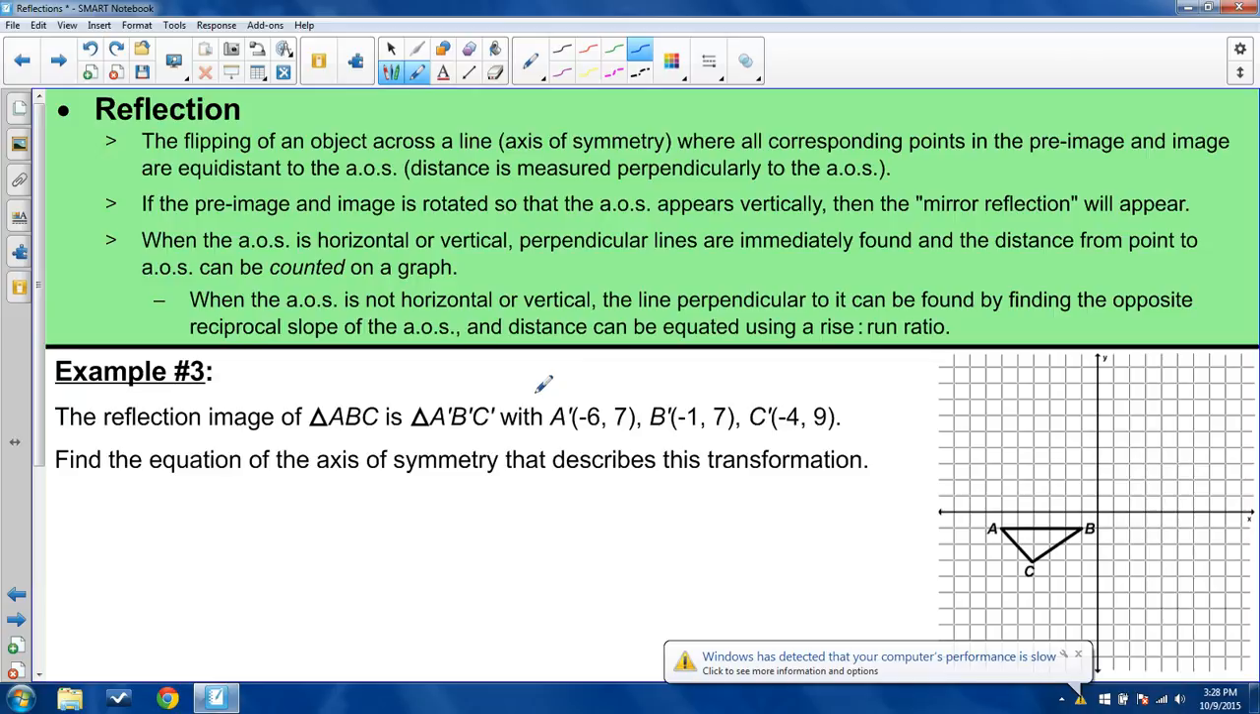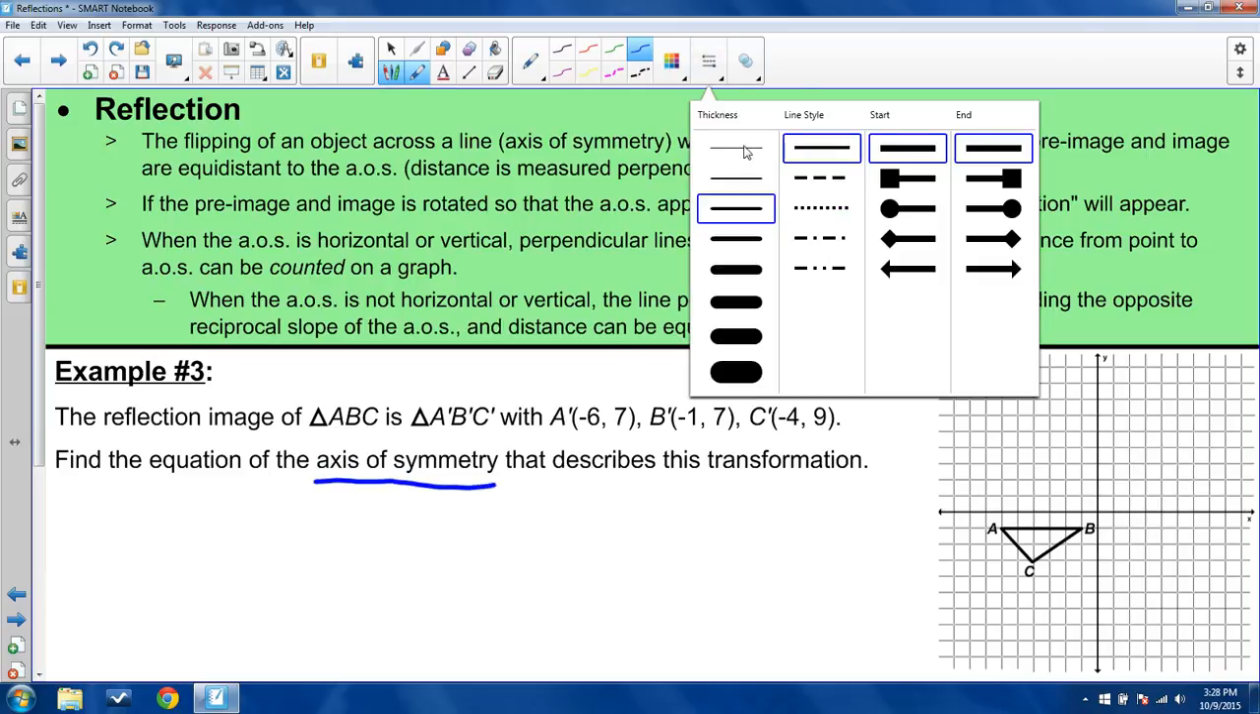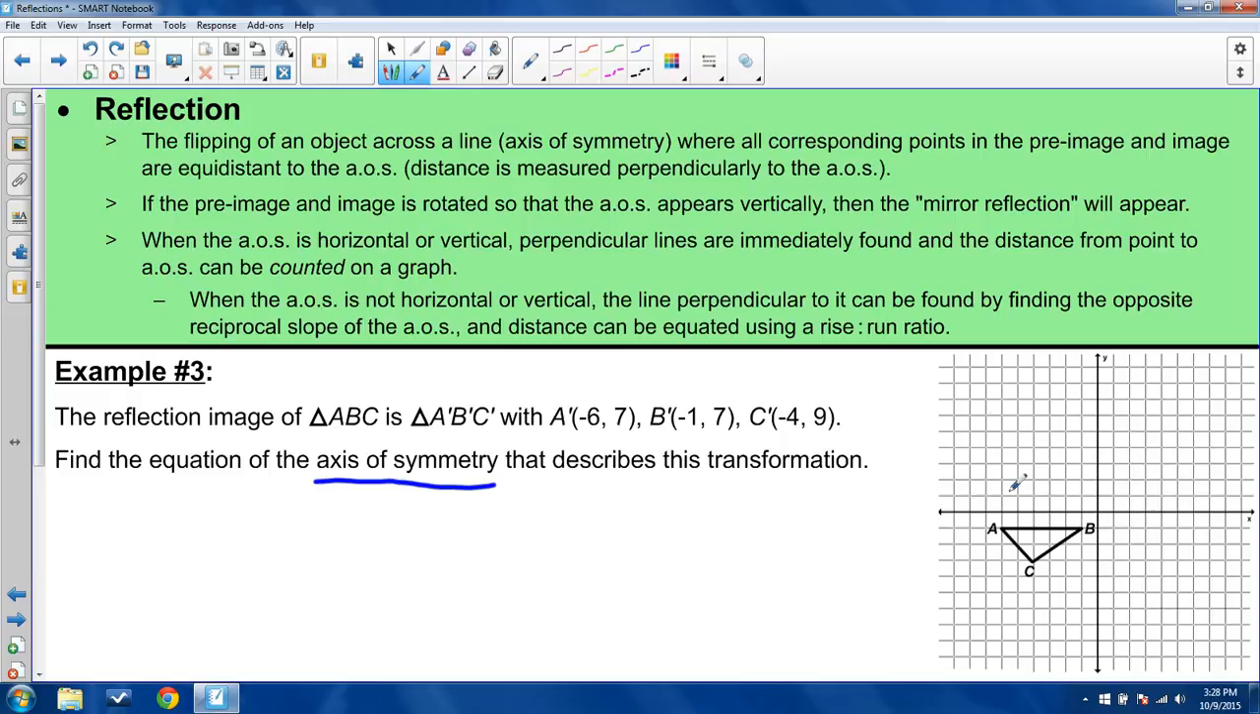Okay, the third example is one where you are given the pre-image as a drawing, or as the points are plotted, and then you're given the image A prime, B prime, C prime as its vertices, and we have to find out what the axis of symmetry is that describes this transformation. So in this particular instance, like I said, it's always good to graph, but this time we have to actually graph the other points for A prime, B prime, C prime. So A prime's at -6, 7.